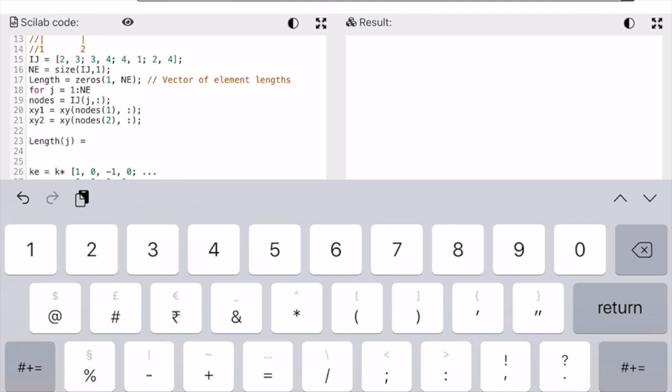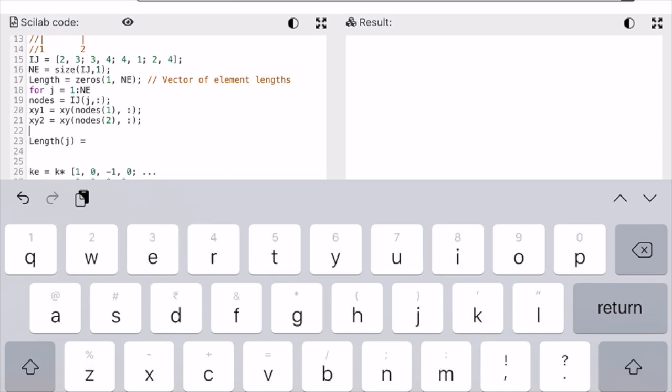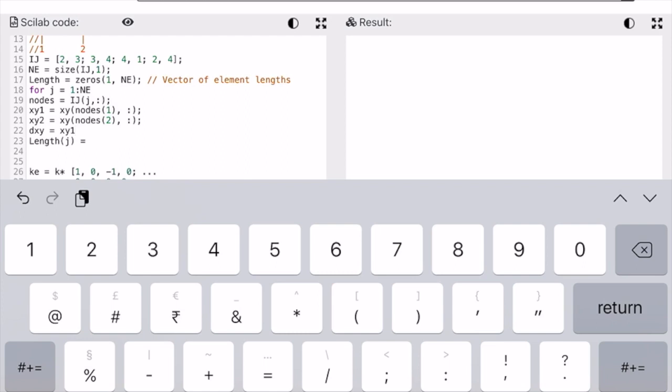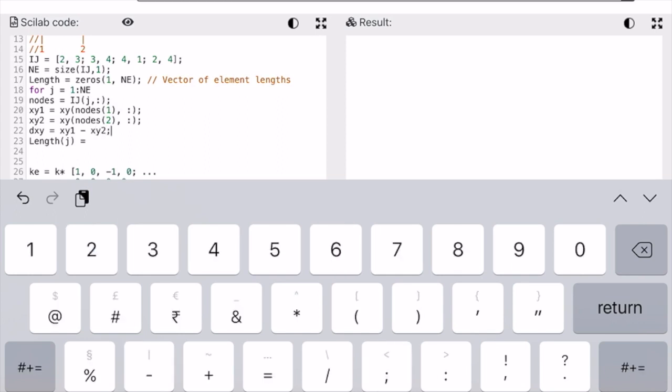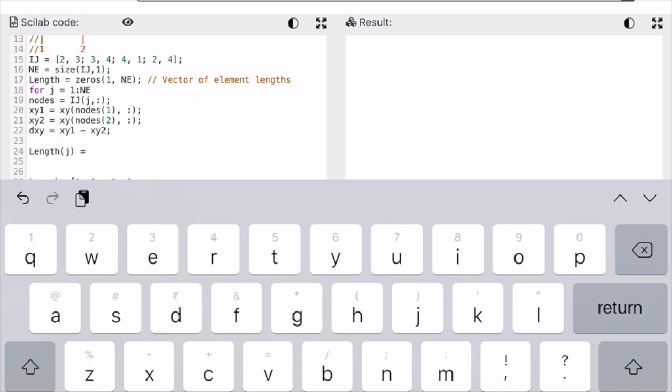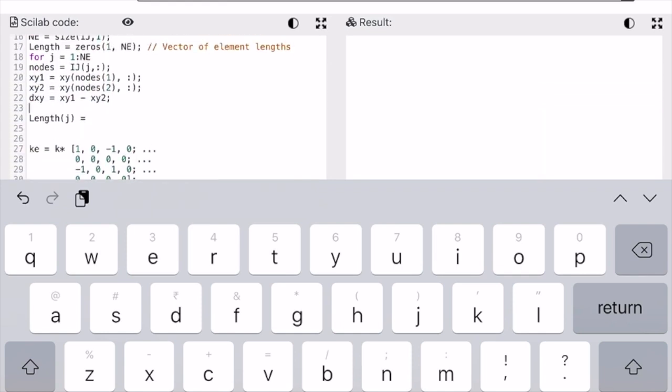Okay, so we get xy coordinates of the two ends, and so we can find out the lengths. Let's say dxy is the difference, so we can say xy1 minus xy2. This gives us the x difference and y difference, and we can find the difference of x squared plus difference of y squared, which is what the length is. So we can find out L squared.